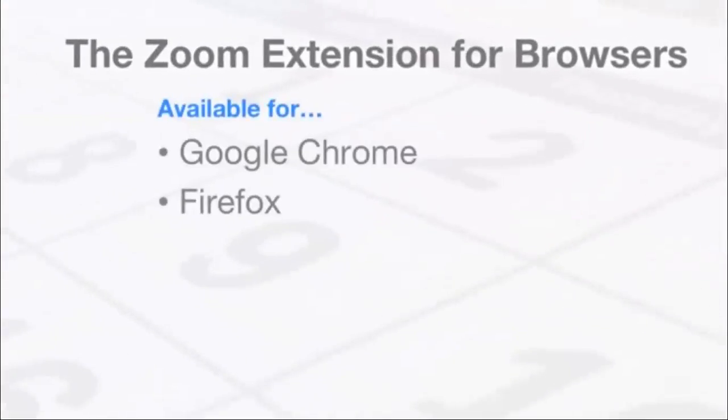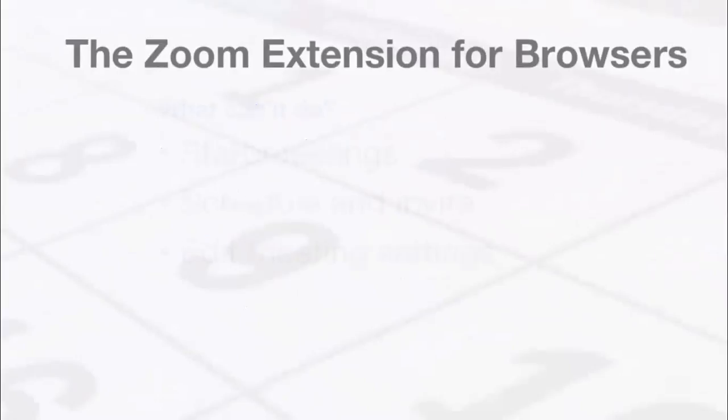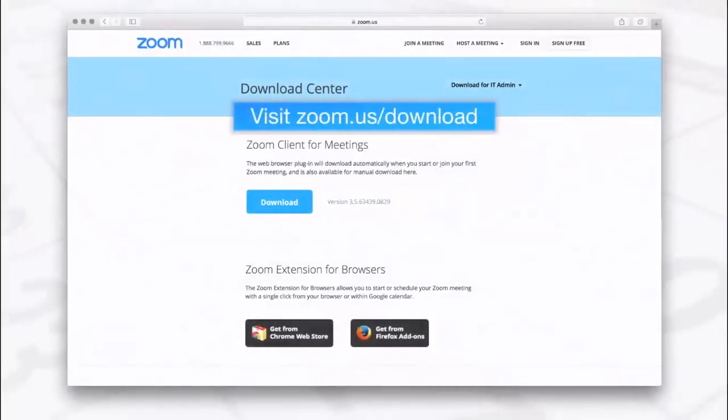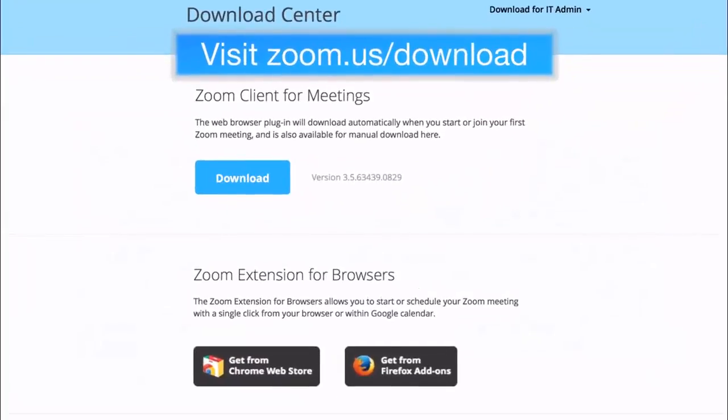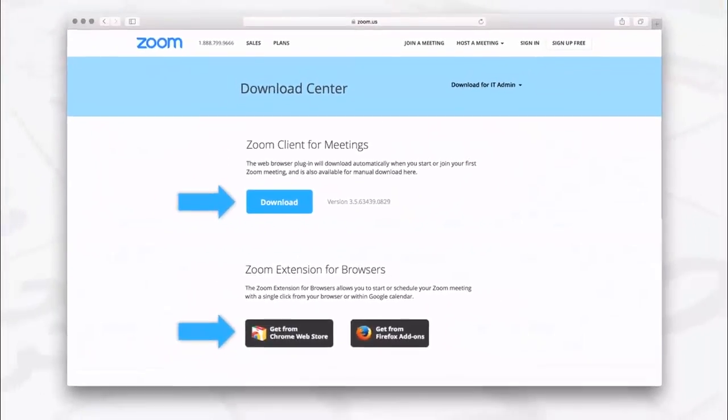The Zoom extension for the Chrome and Firefox browsers allows you to schedule and start your Zoom meetings quickly using your Google Calendar. Use the Zoom extension for browsers to start meetings, schedule, invite others, and edit default meeting settings. To install, visit zoom.us/download. Install the Zoom client for meetings and the Zoom extension for Chrome or Firefox browsers to get started.